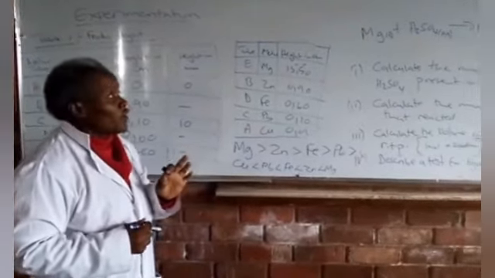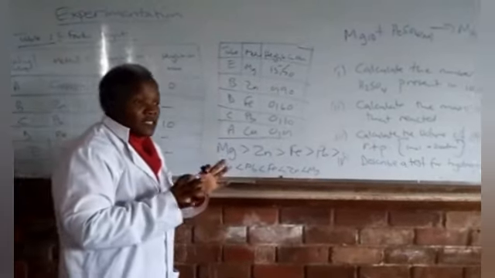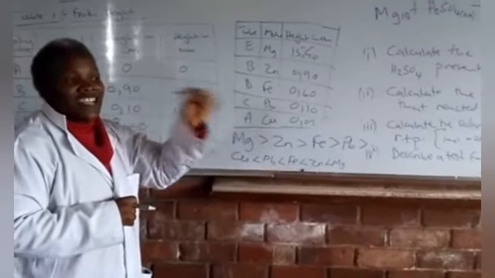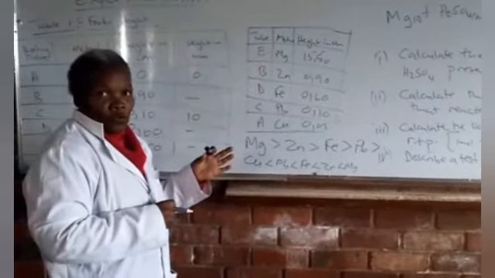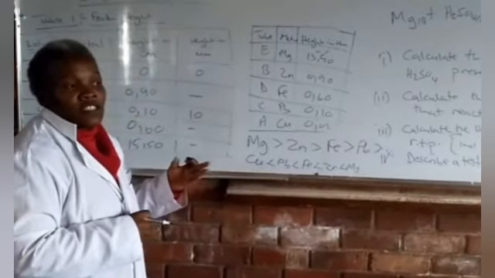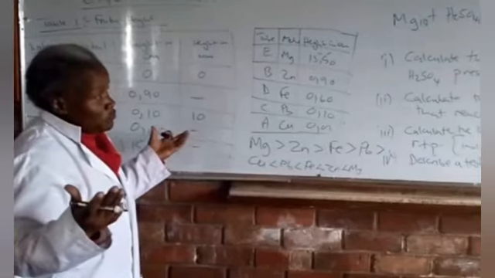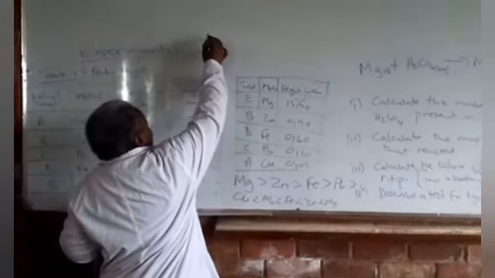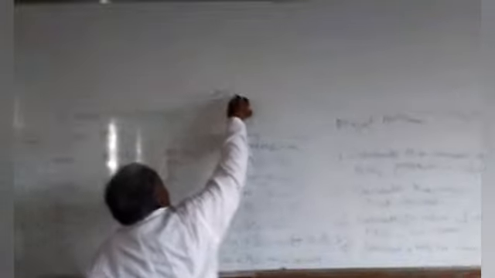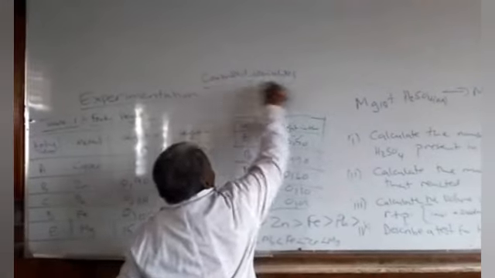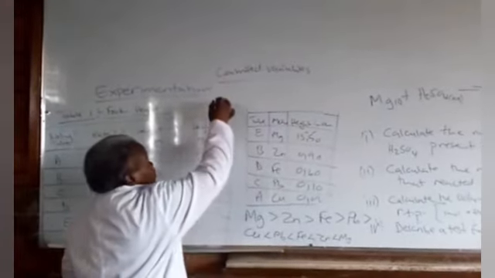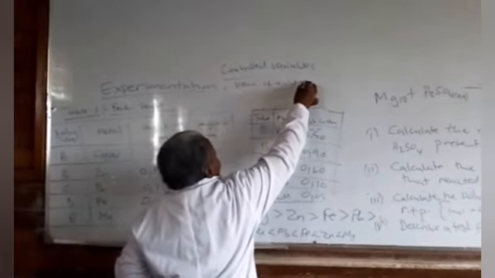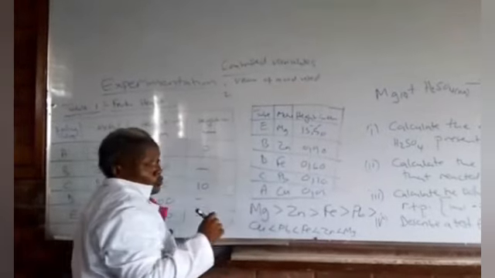The controlled variables are the ones which we said should have been kept the same. So one of them, we used the same volume of acid. We added 10 cubic centimeters into each test tube. That's controlled, because if the amount of acid was different, maybe that would have produced different results. So some of the controlled variables in this particular experiment: the volume of acid used. We used the same volume.